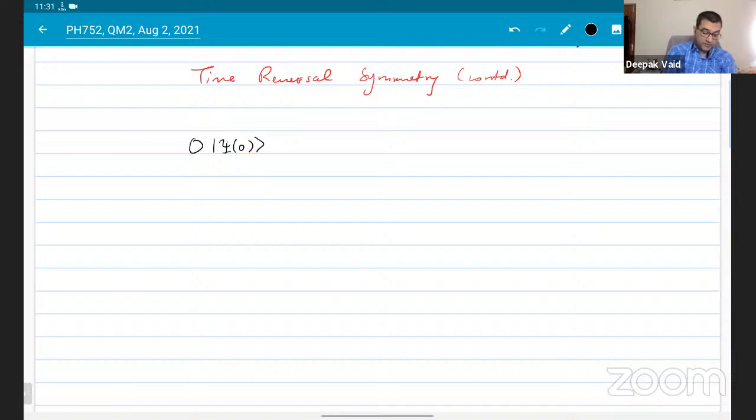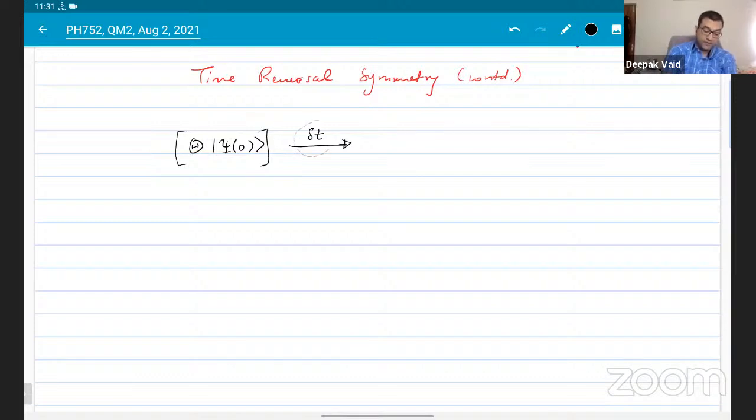and then we have this. This is the time reversal operator. Now we're using this symbol, capital theta, for the time reversal operator. And then you evolve this time reversed state by some amount delta t.